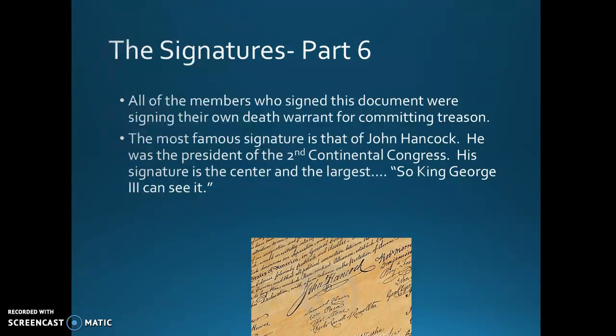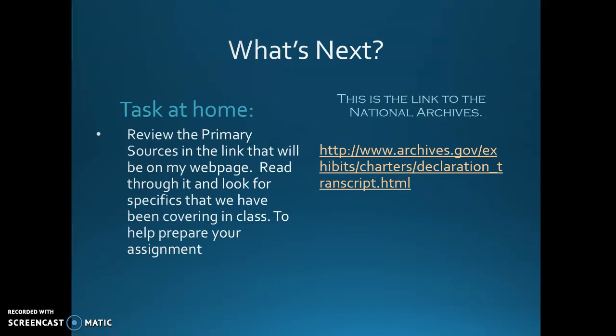The last part, part 6, is the signature aspect. All the people that signed this from the Second Continental Congress basically were putting their lives on the line. They were committing treason. They were going against King George in England, the ruler. And so that's where we come in now.